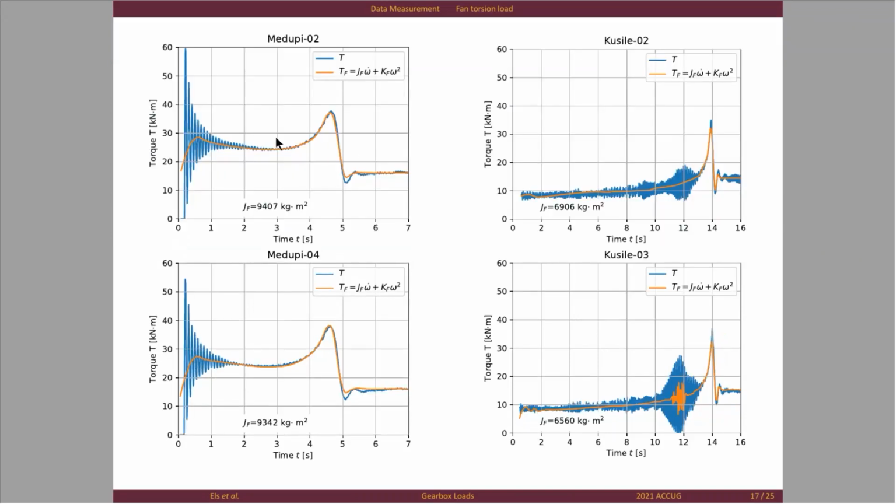This is for different measurements. Medupi is fairly constant. Kusile, from one to the other, you see differences. The fan guys tell me that the lighter blade and the shorter span blade, chord span, is not so constant in weather conditions. So I think that's what's happening here.